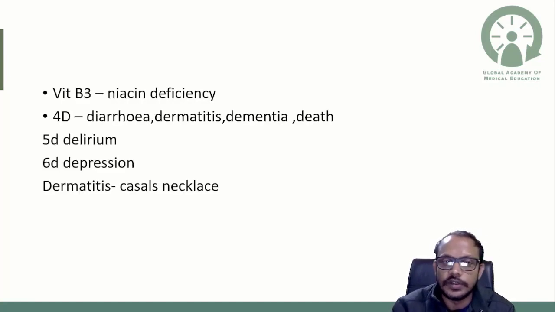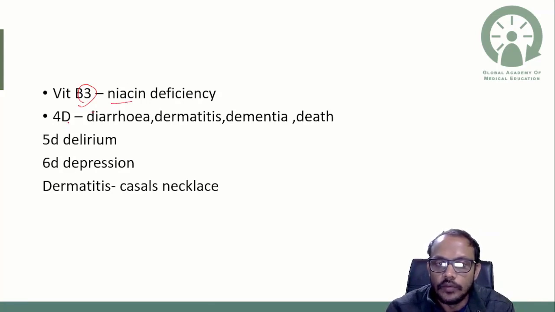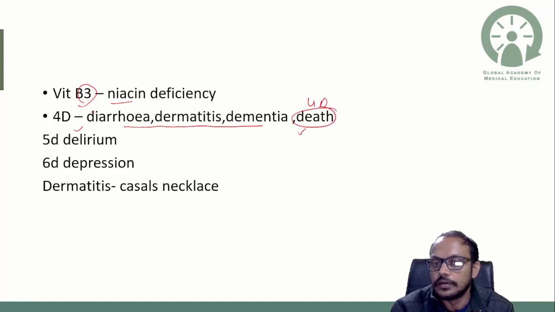What is niacin? Niacin is vitamin B3. The 3Ds are diarrhea, dermatitis and dementia, and the 4th D is death. If it is 5D, then delirium is also there, and if there is 6D, depression is also there.